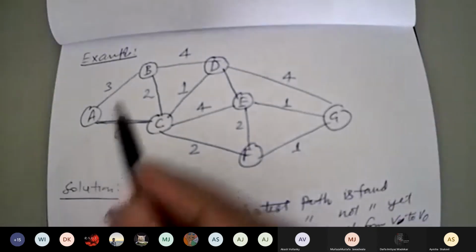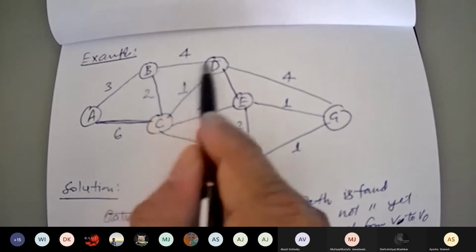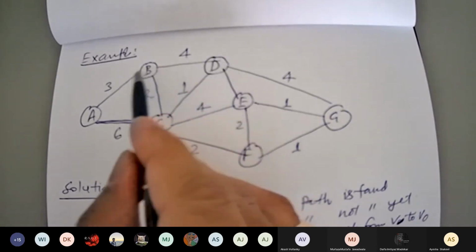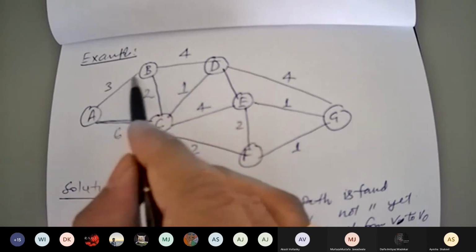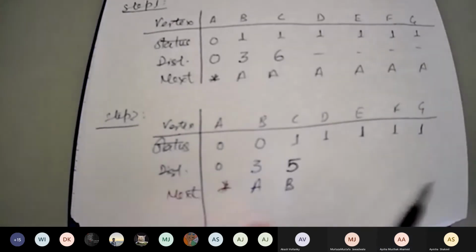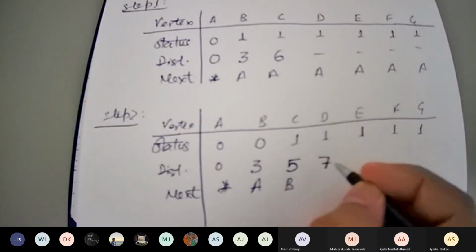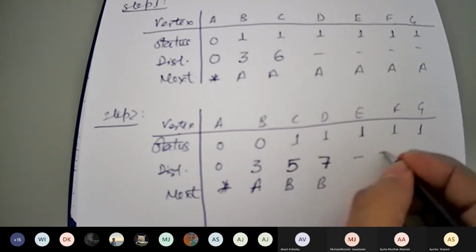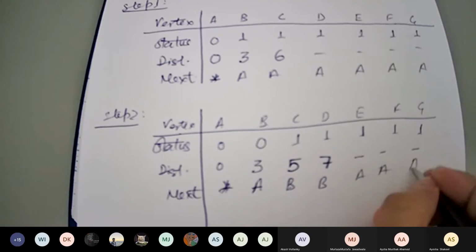It is actually 3, since B you have reached, and B to D is 4. B to D is 4 and this 3. So what will you write? 7. So here you reach D with 7 via B. The rest all is dash, dash, dash, and A.